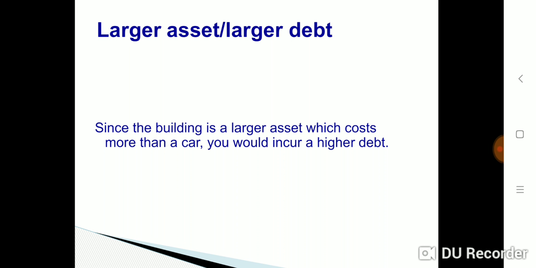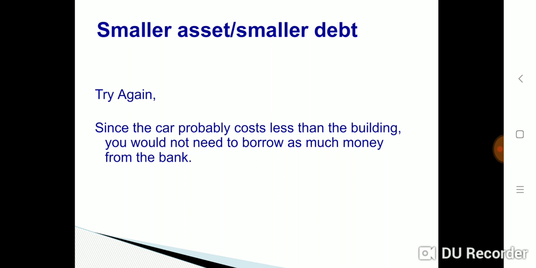Since the building is a larger asset which costs more than a car, you have to incur higher debts. Smaller the assets, smaller the debts. Since the car probably costs less than the building, you would not need to borrow as much money from the banks.